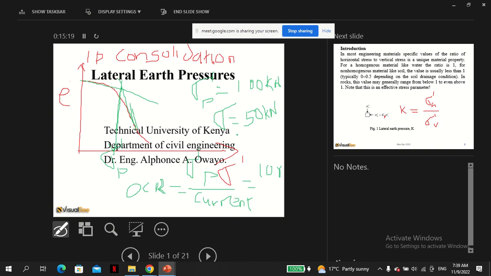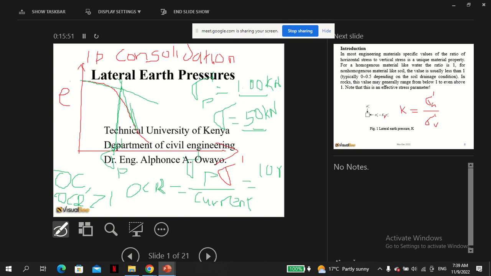Sigma P over the current, which is 100 over 50, is 2, not 0.5. So the highest load over the current load. It will always remember that highest load. So this kind of clay is what we call over-consolidated clay. For over-consolidated clay, the OCR value, the over-consolidation ratio, is always greater than 1.